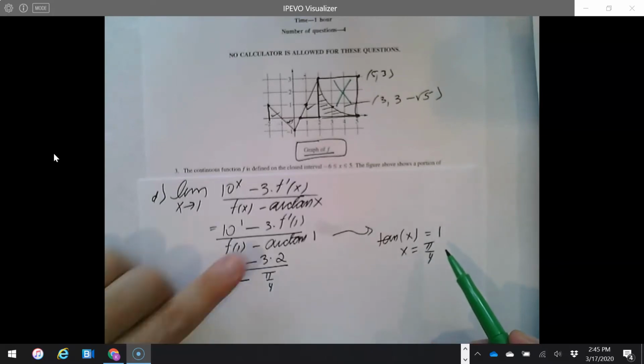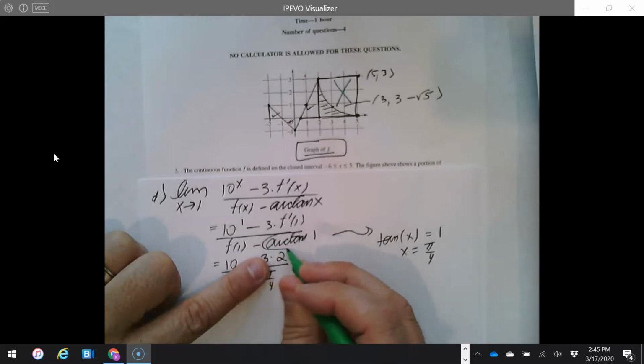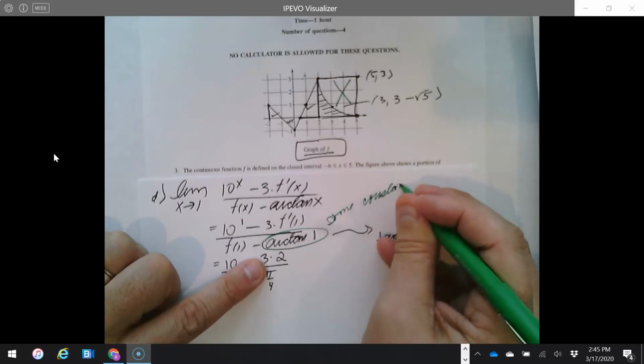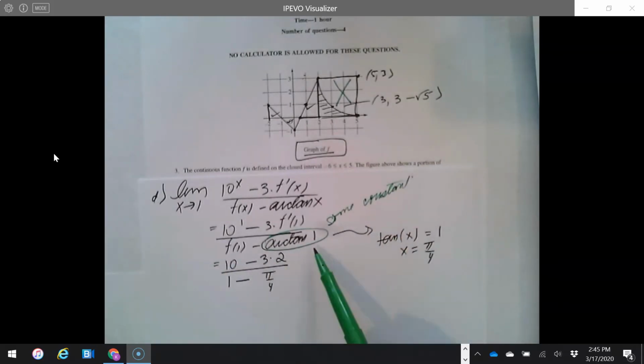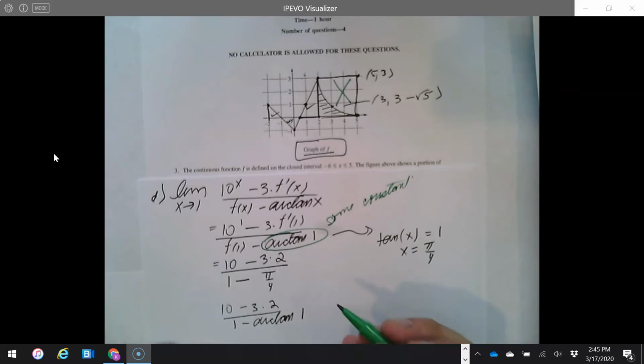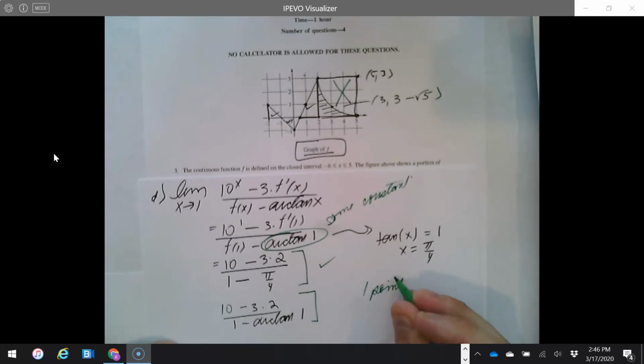I'm not going to get into all of that right now, but what I want you to know is that arctan of 1 is some constant. And since it is some constant, you don't actually have to evaluate this. You don't have to say arctan of 1 is pi over 4. You could have just left your answer as 10 minus 3 times 2 over 1 minus arctan of 1, and you would have earned the same point as this kid who went and did all the evaluation. So leave it like this. This problem is only worth 1 point.